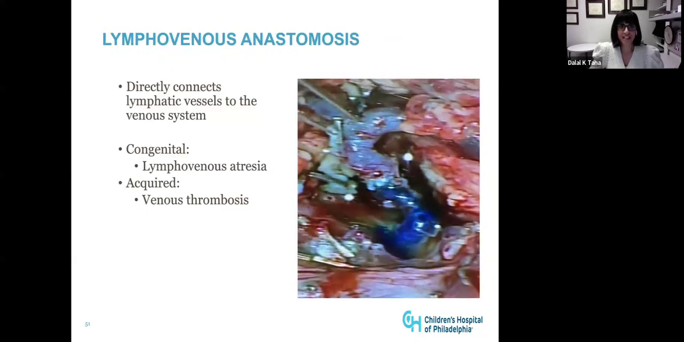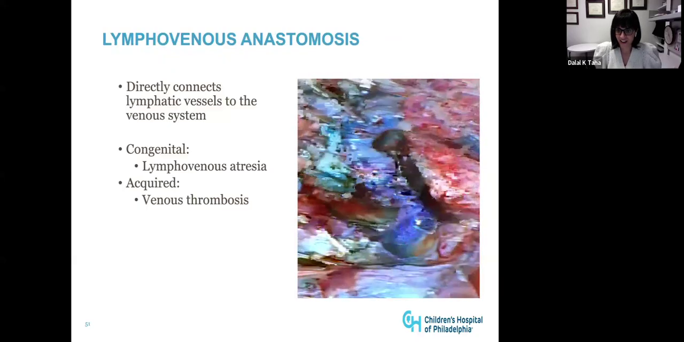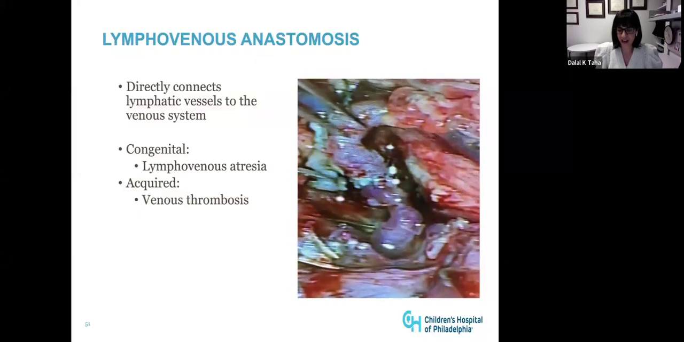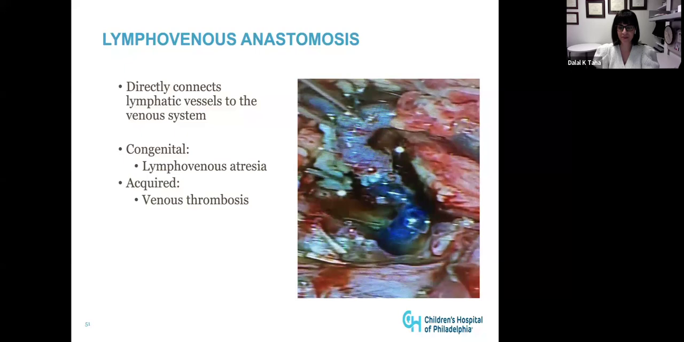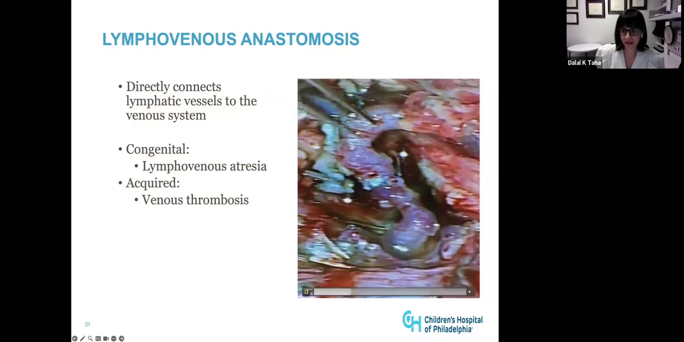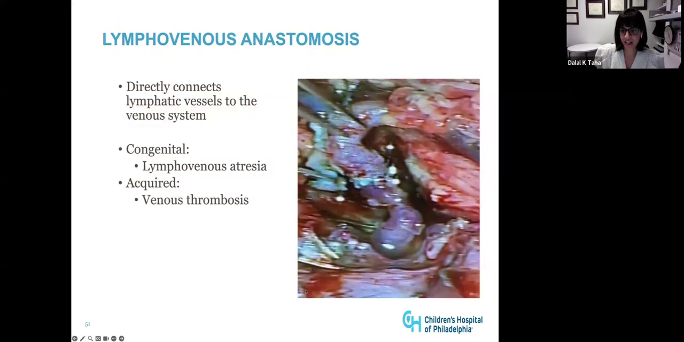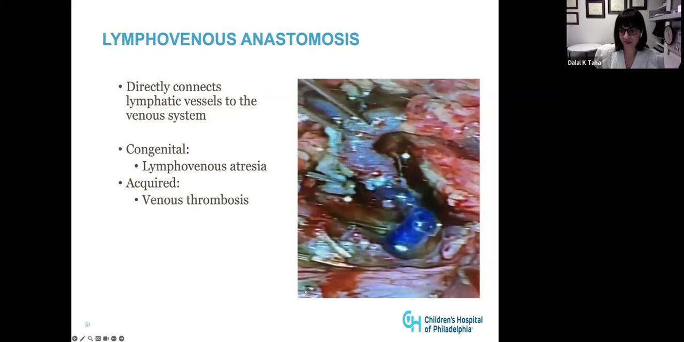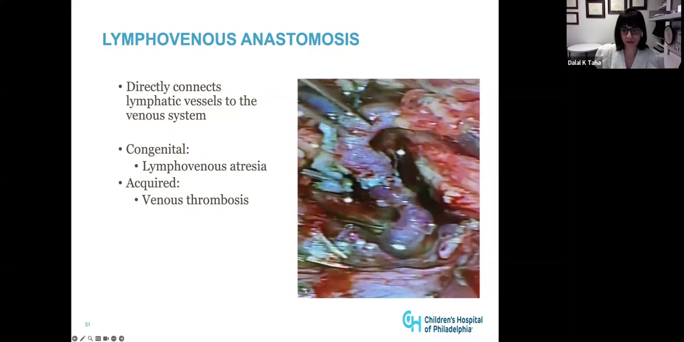So we'll go over lymphovenous anastomosis. This video, I was having a little trouble playing, but you can see that there's a direct connection between the thoracic duct, that's highlighted in blue, to the external jugular vein. There's no sound because everyone in the room was super excited.